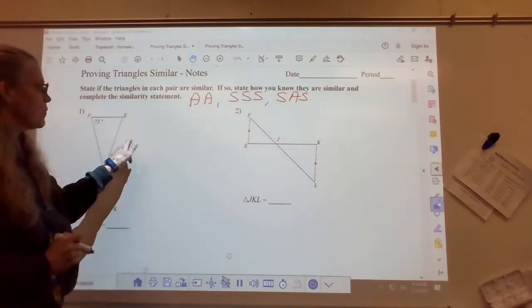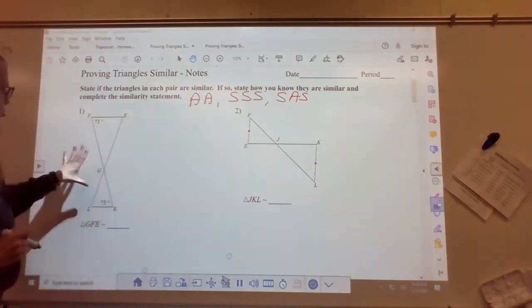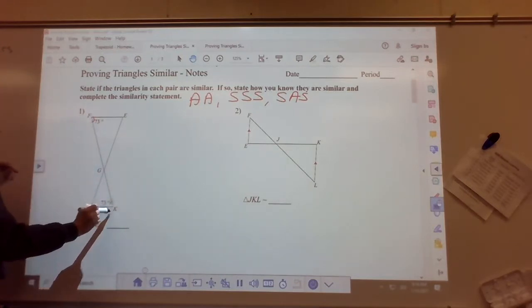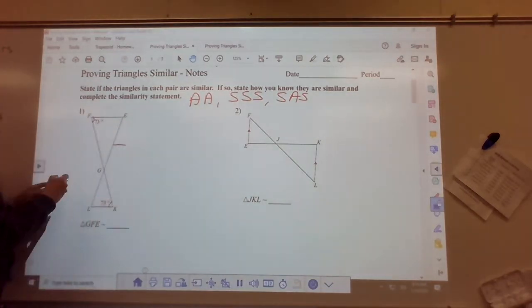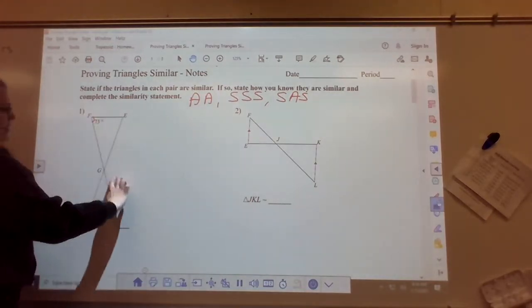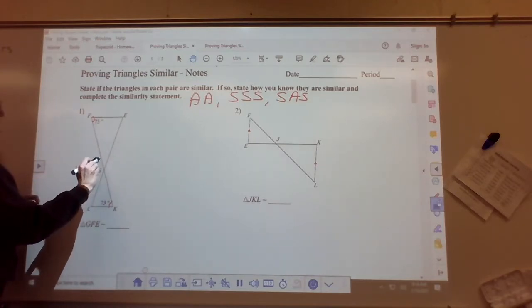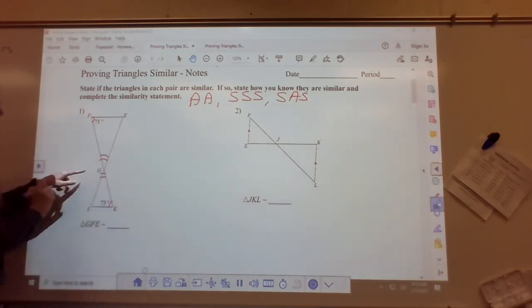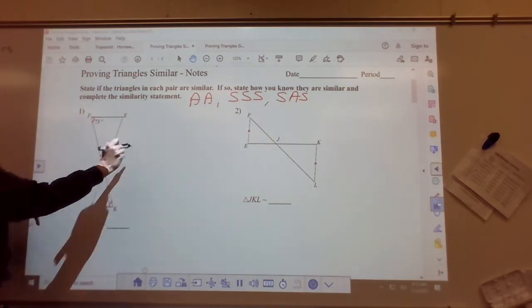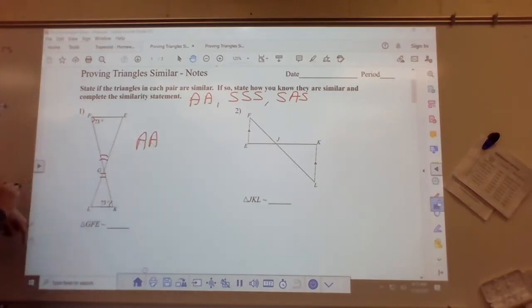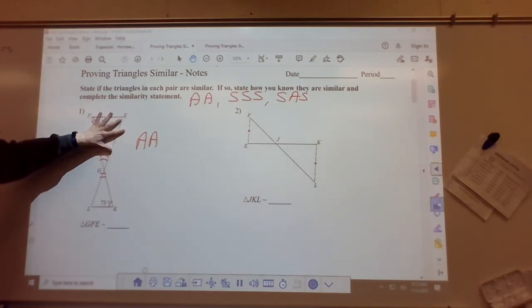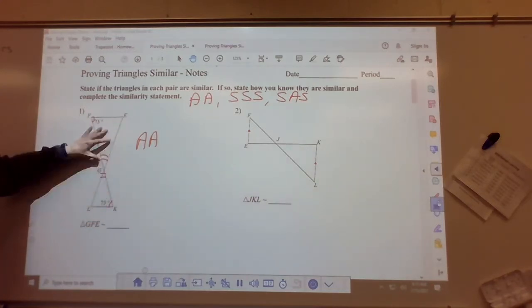Now, the first two problems here are an example of angle, angle. On this one, I've got a 73 and a 73, so that angle matches that angle. Anytime I've got this bow tie figure eight, kind of like an hourglass, I know that these two angles inside here are vertical, so they're congruent. So I have one angle that matches, two angles that match. So I can use angle, angle. I know these are similar because of angle, angle. So this triangle is the same shape as this one. They are just different sizes.